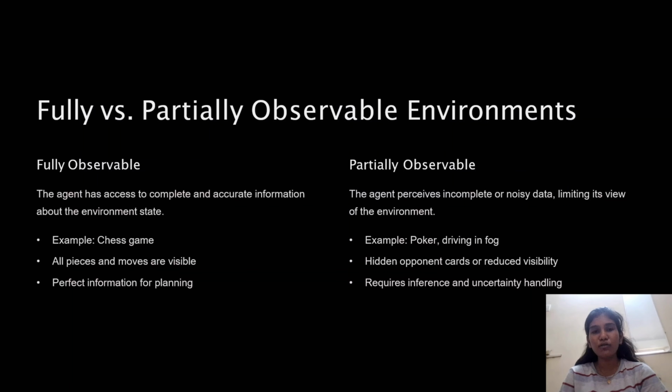The first one is fully versus partially observable environments. A fully observable environment allows the agent to access all the necessary information about the current state. For example, a chessboard is fully visible, so the agent knows exactly what's happening. In contrast, a partially observable environment provides only limited information. Self-driving cars, for instance, cannot detect obstacles due to weather, traffic, or sensor limitations.